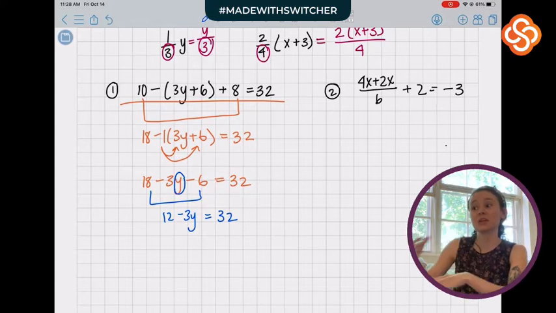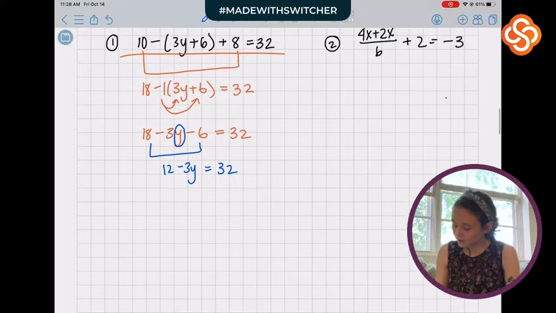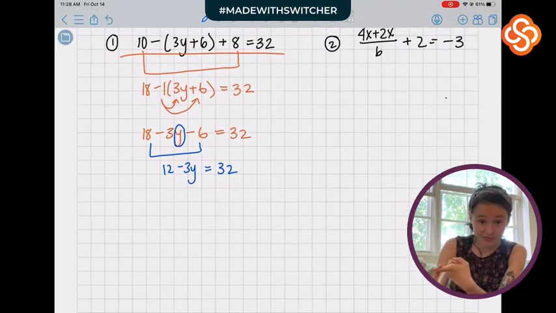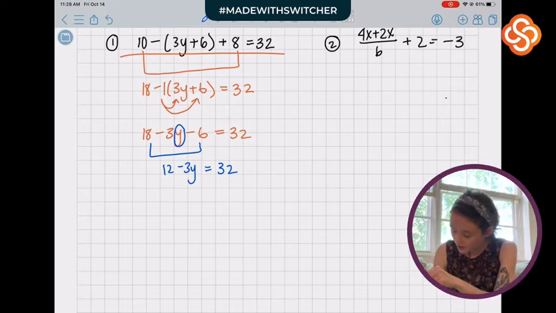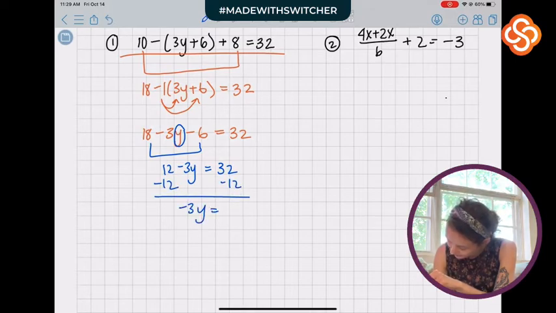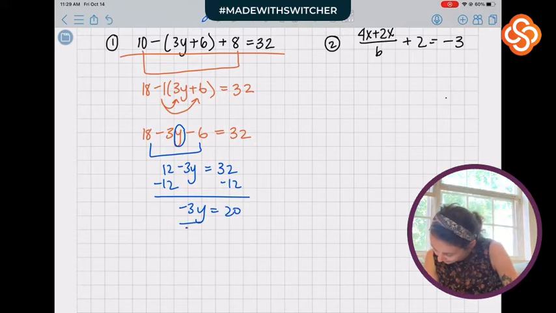So basically, once you get far enough in the equation, it's always going to look something like this. So I'm going to go ahead and get rid of the addition subtraction first, then the multiplication division. The addition subtraction here is the 12. The multiplication is the -3. So minus 12 on both sides, minus 3y is equal to 20. Divide by 3, divide by 3.